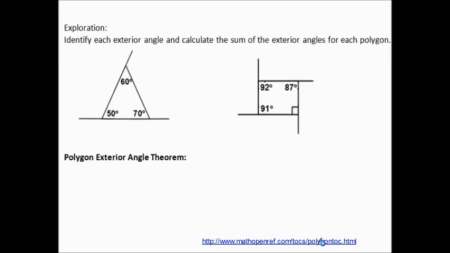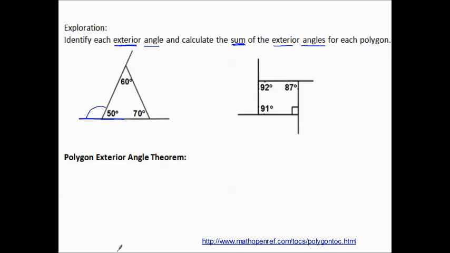Discussing exterior angles and working with exterior angles. Identify each exterior angle and calculate the sum of the exterior angles for each polygon. We have a triangle, and for you, I've already drawn the exterior angle. Remember, we just extend one of the sides and we have an exterior angle.